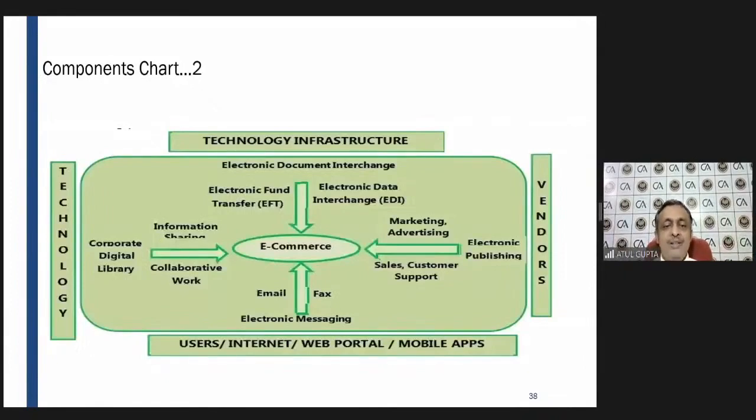So this is how this whole thing comes together. It's a diagram from the module itself. We have the technology infrastructure, the users, the e-commerce, the sales support, mode of communication, data interchange, and all those things.